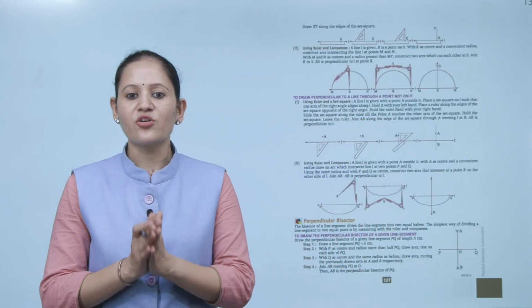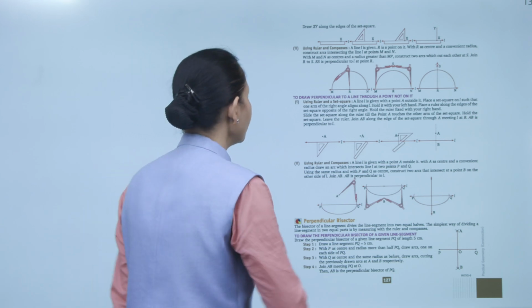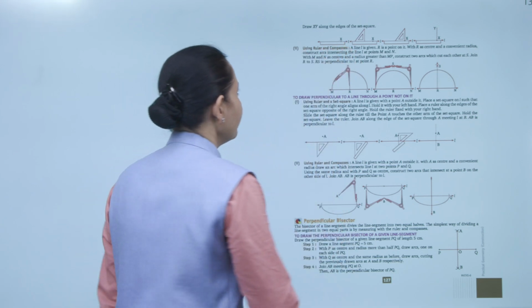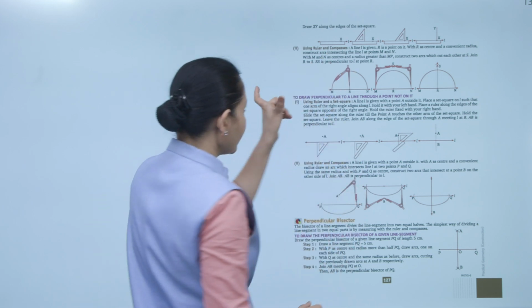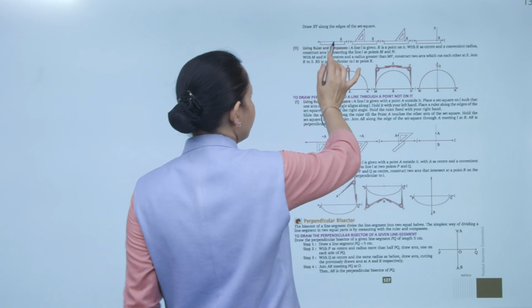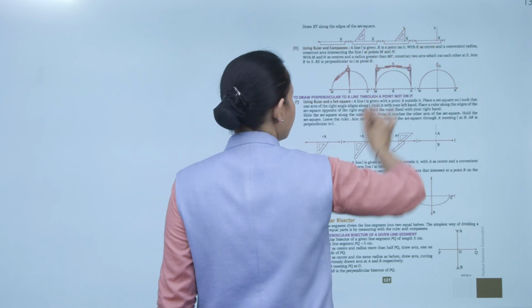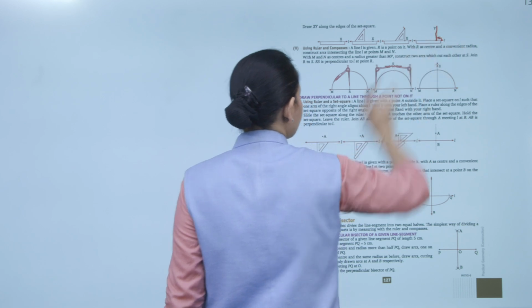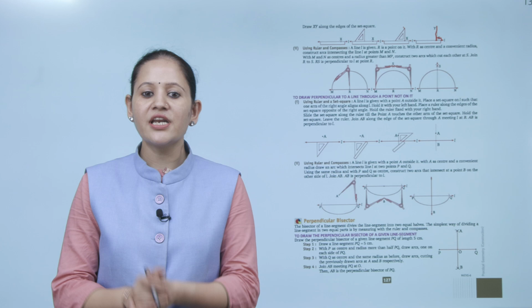Draw XY along the edge of the set square. So first take a line segment, and there is a point X on it. We will take the set square and hold it against the scale in such a way that the 90 degree corner comes on point X, and here will be the point Y, and this XY is the perpendicular. Clear? Next is using ruler and compass.